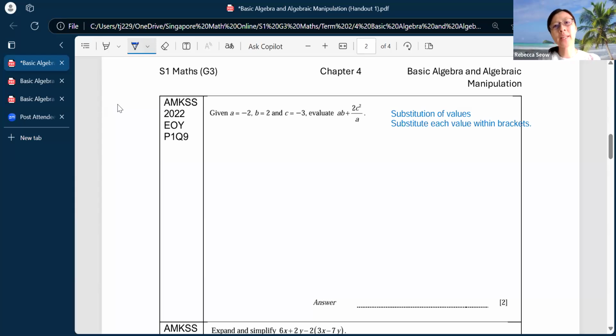Okay. So the safest way is to substitute each value, and when you do so, replace these variables with the values in brackets. So AB plus 2C squared out of A. Now, instead of AB, I'm going to replace it with negative 2 plus 2C squared out of A. Okay, so it should look like that. This shows substitution, a direct reflection of what the values actually stand for each variable.